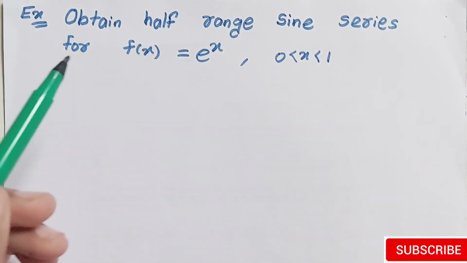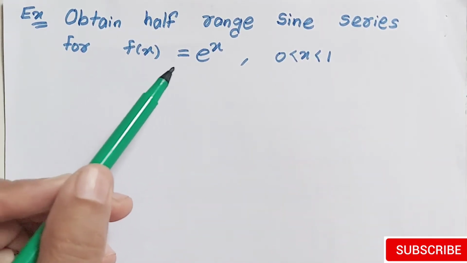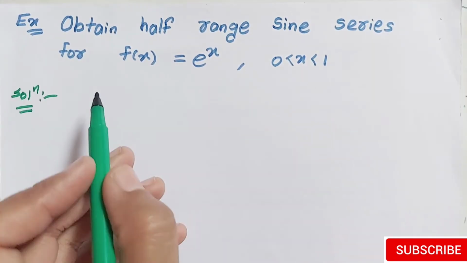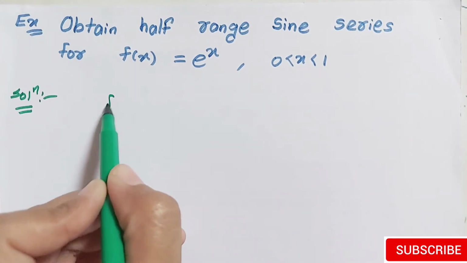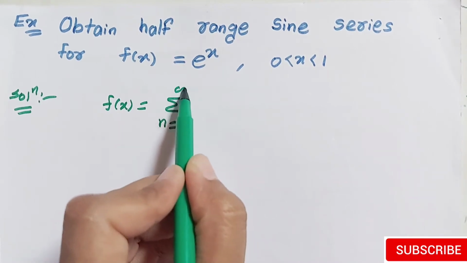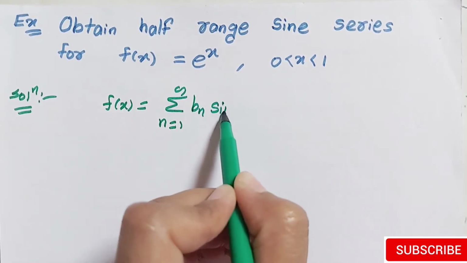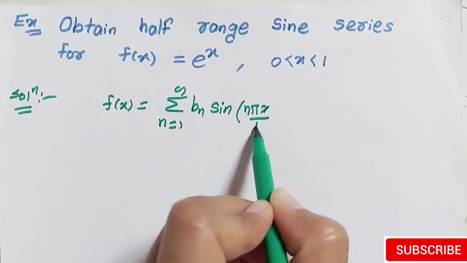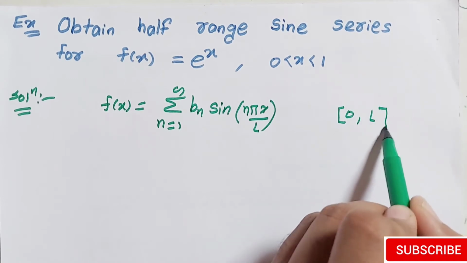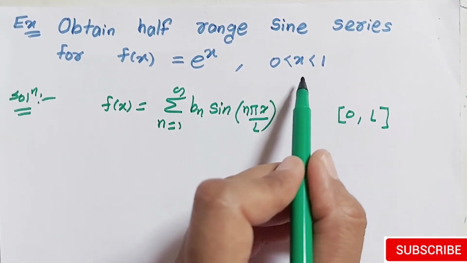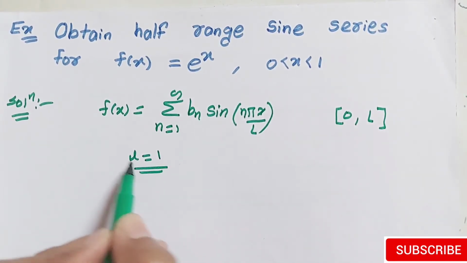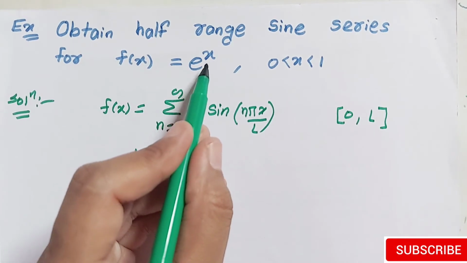Now see the next example. Obtain half range sine series for the function f of x equals to e raised to the power x in the interval 0 to 1. We know that half range sine series is f of x equals to summation n running from 1 to infinity bn sine n pi x divided by l, and here we are taking interval 0 to l. Now if we compare this interval with this condition, then l equals to 1. So here l equals to 1 and our function f of x is e raised to the power x.